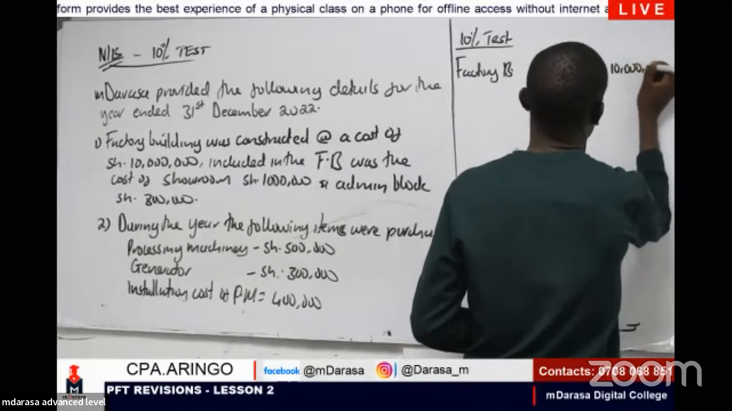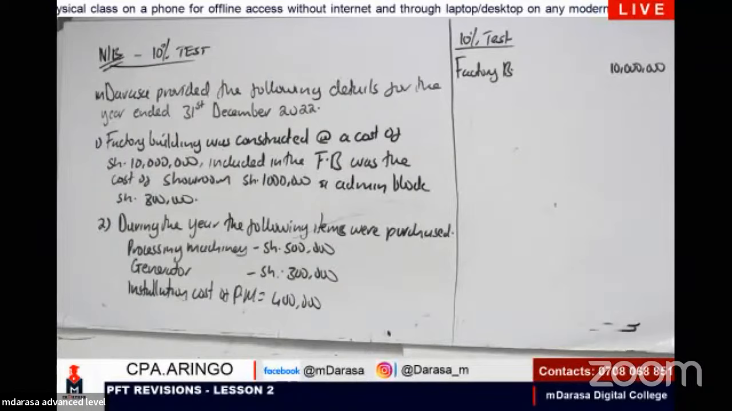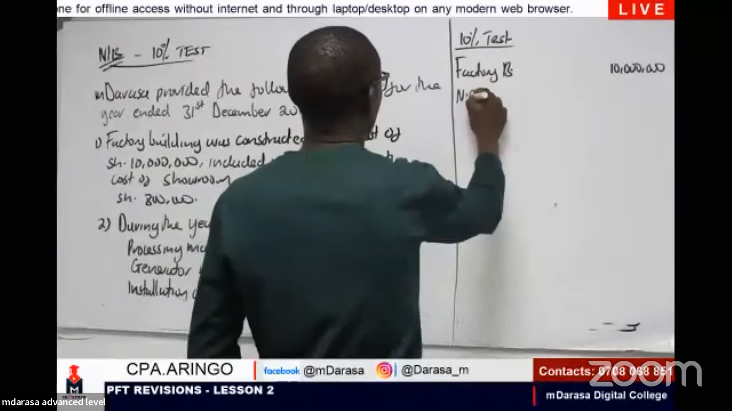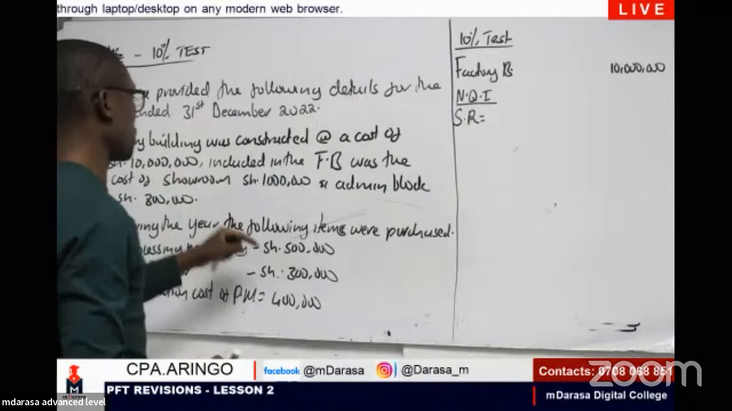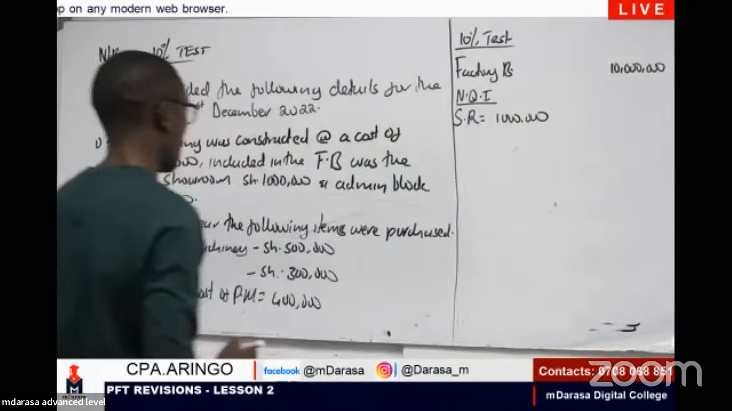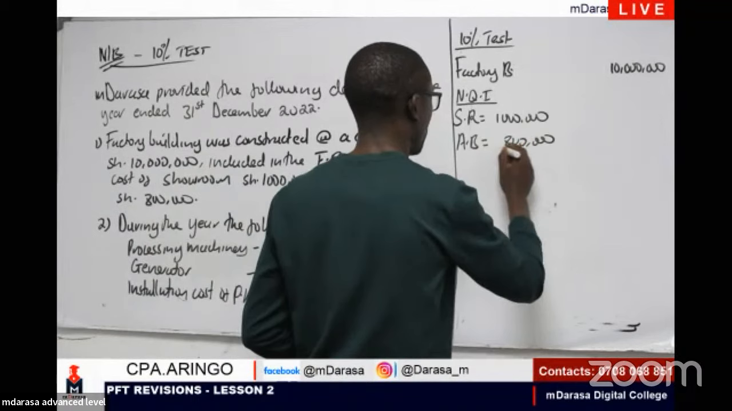So at this point, we have already identified the cost of non-qualifying items. Non-qualifying items: I'm having the showroom. Our showroom is going for how much? Our showroom is going for 1 million. Then we have our admin block. Admin block is going for 800,000. So the total cost of these items is 1.8.